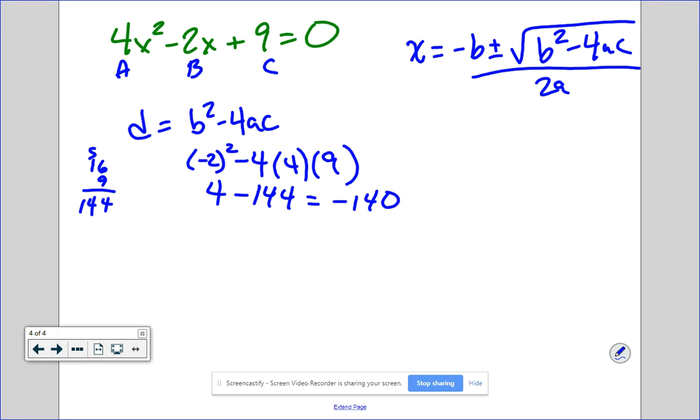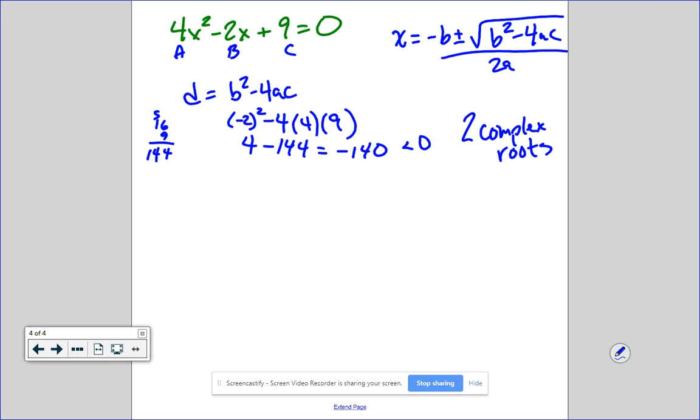So the discriminant is negative 140, which is less than 0, which tells me then I have 2 complex roots. Because remember, if your discriminant is positive, you have 2 real roots. If your discriminant equals 0, you have 1 real root. And then if it's negative, then you have 2 complex roots, which means both of your answers have i in them. So we have to memorize that part too.